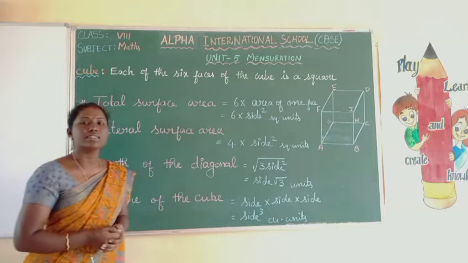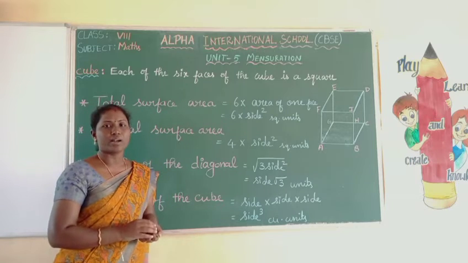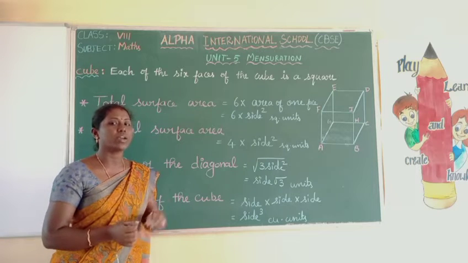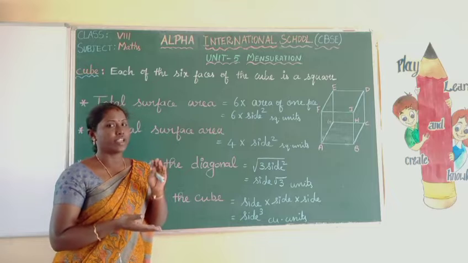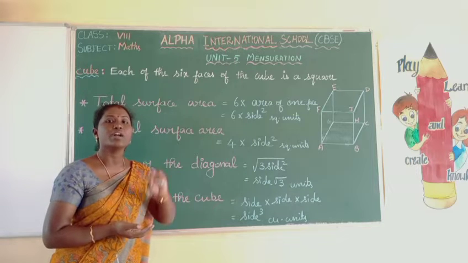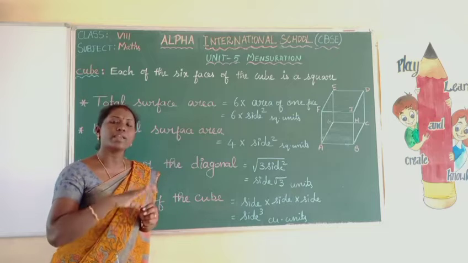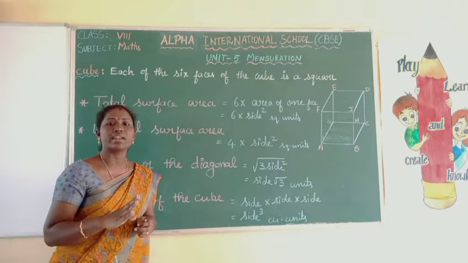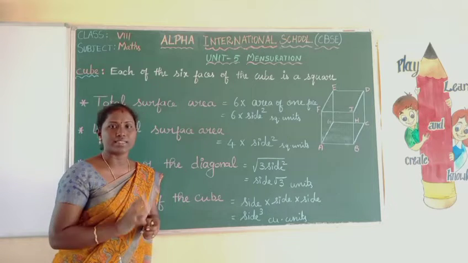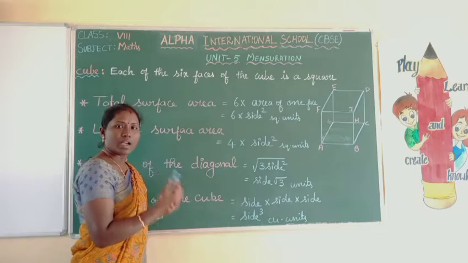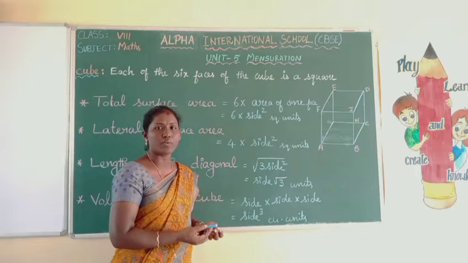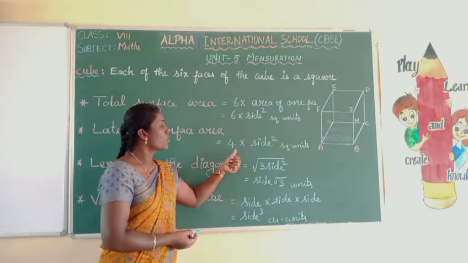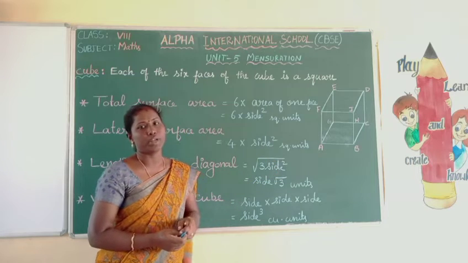Now the lateral surface area. How do we calculate the lateral surface area? The lateral surface area does not include the top and bottom faces. If we remove 2 faces from 6 faces, how many faces are there? 4. So we have to calculate the area of the other 4 faces, and all of them are squares, so side square. So the lateral surface area is given as 4 side square units.